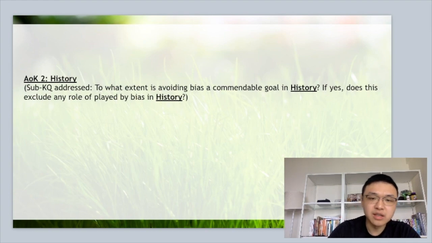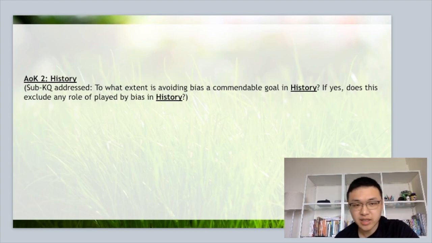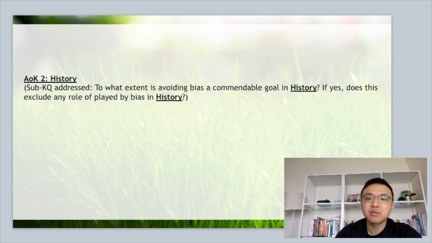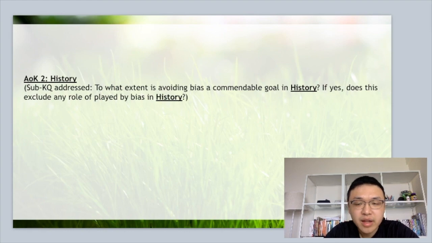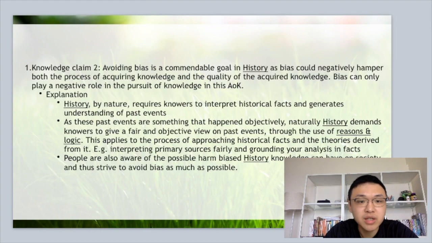Okay, so what is the knowledge question? You can say for history, the knowledge question that will be explored is: to what extent is avoiding bias a commendable goal in history? And if yes, does this exclude the role played by bias in history? So should bias play no role in the development of historical knowledge, right? So the first knowledge claim is that we're supporting the fact that there should be no bias in history.